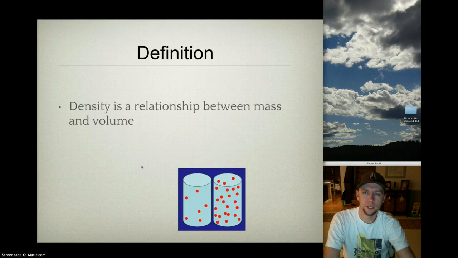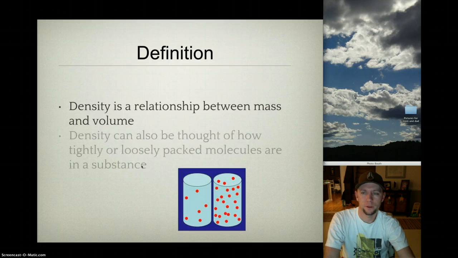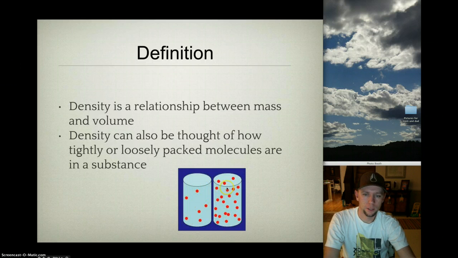The definition of density is that it's a relationship between mass and volume. Density could also be thought of as how tightly or loosely packed molecules are in a substance. So if you look at these two cylinders, the cylinder on the left has 6 red circles. Let's just call those molecules. The cylinder on the right has quite a few more. So we would say the cylinder on the left is less dense than the cylinder on the right. One of these may float in water and the other may sink in water.